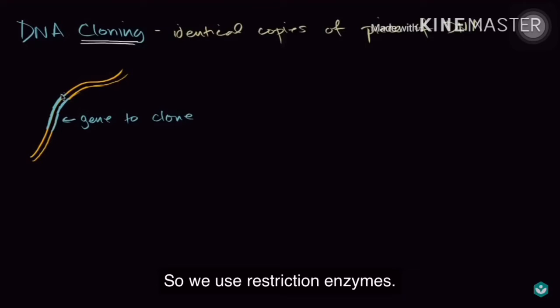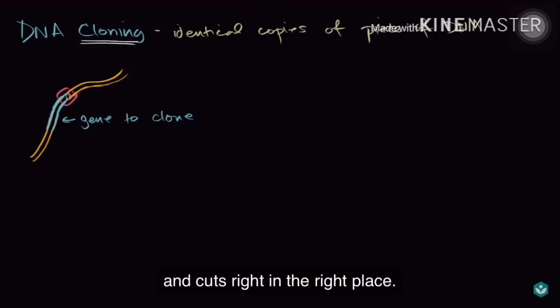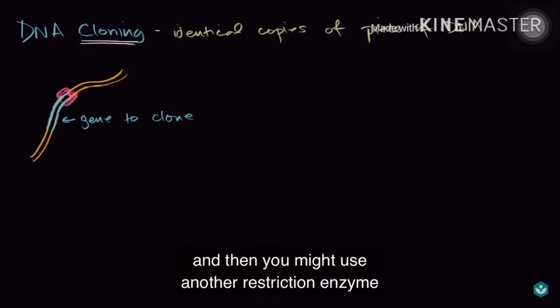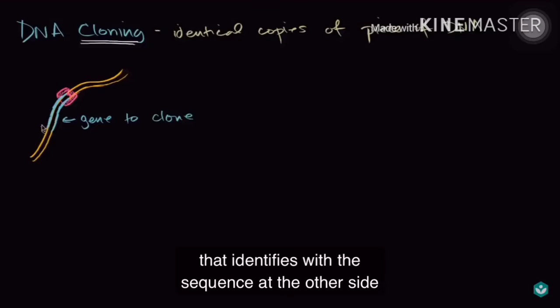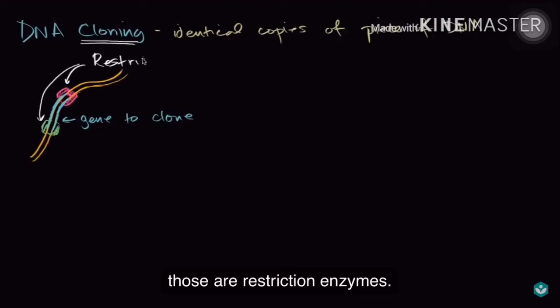So we use restriction enzymes. We might use one restriction enzyme that latches on right over here, identifies the genetic sequence, and cuts in the right place. So that might be a restriction enzyme right over there. Then you might use another restriction enzyme that identifies the sequence at the other side that we want to cut. Those things right over there are restriction enzymes.